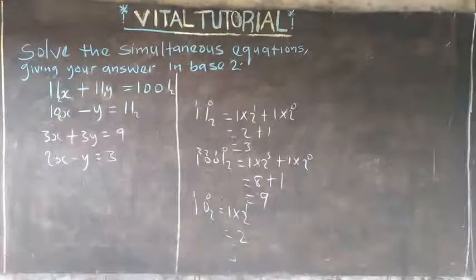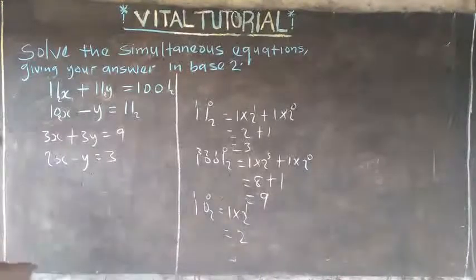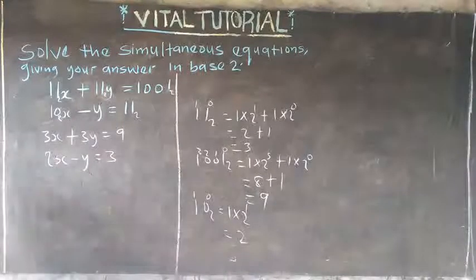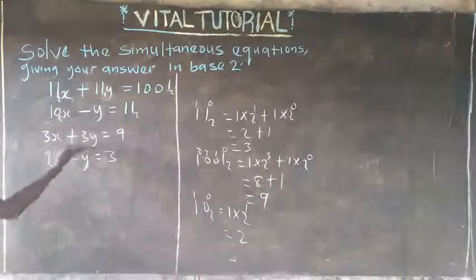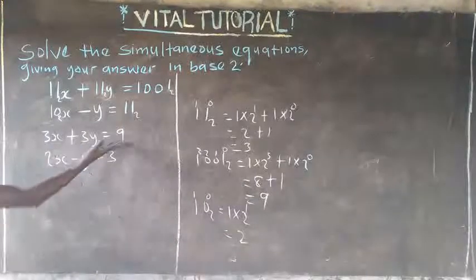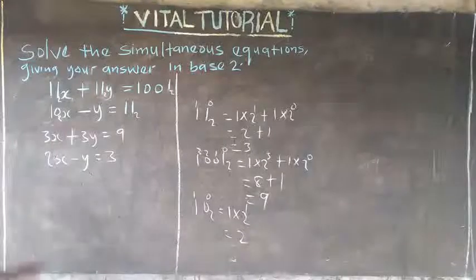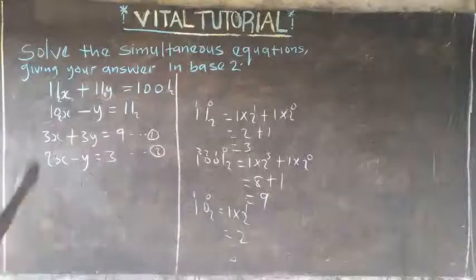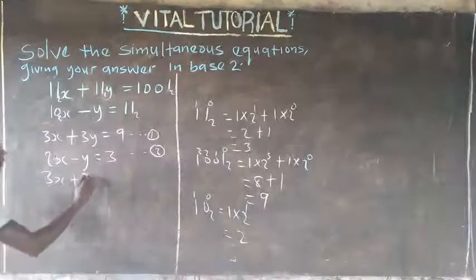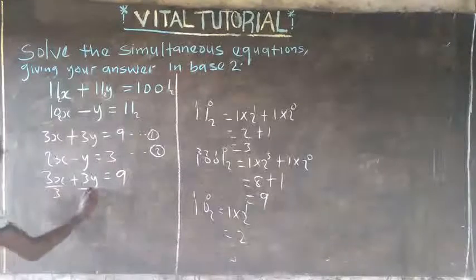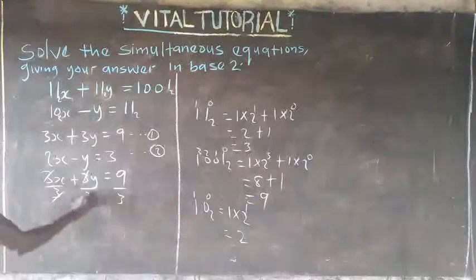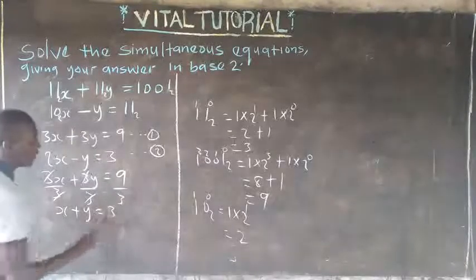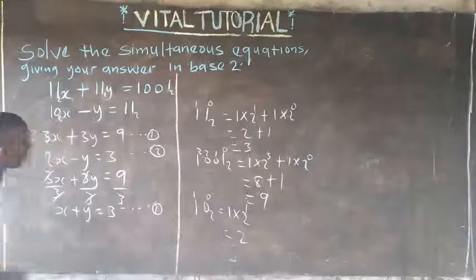The next thing now is, as you can see, in equation 1, I can divide everything by 3. As you can see, this is 3, this is 3, and this is 9. So from equation 1, let me do it like this. Divide everything by 3: 3x plus 3y equals to 9 divided by 3. So this will cancel out, this will cancel out. So I will let x plus y equals to 9 divided by 3, that is 3. Equation 1.